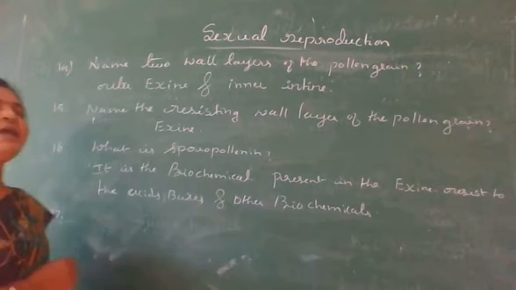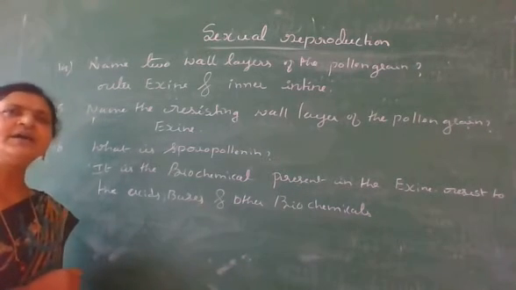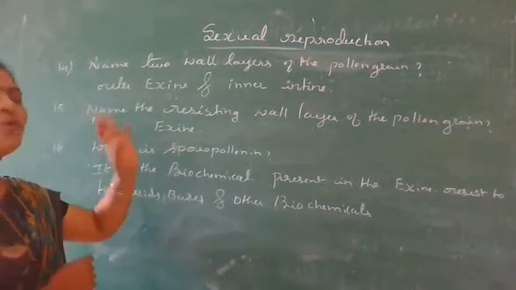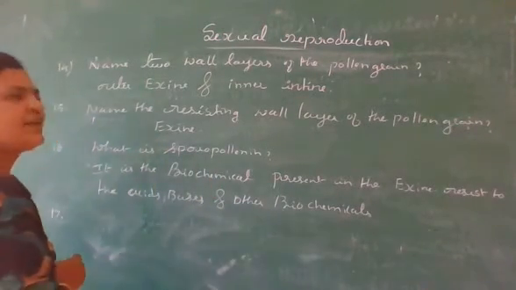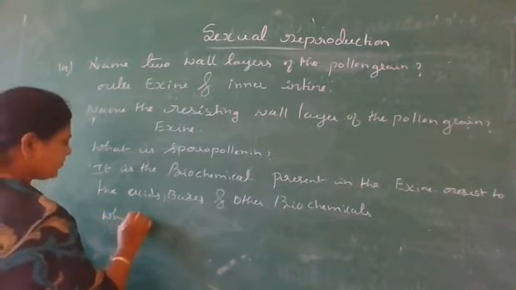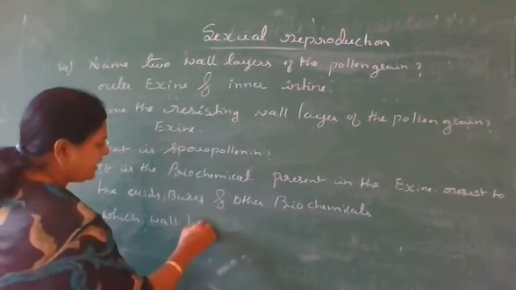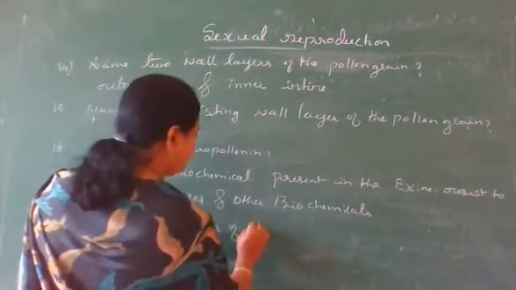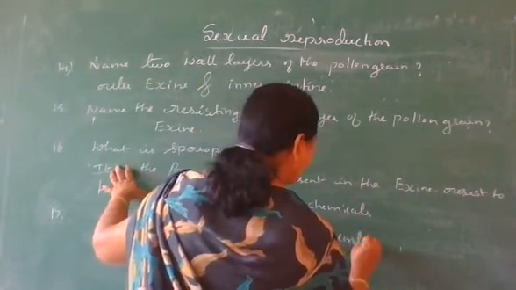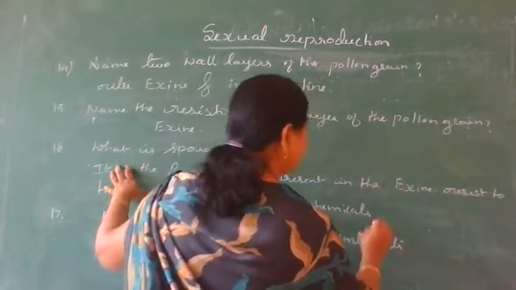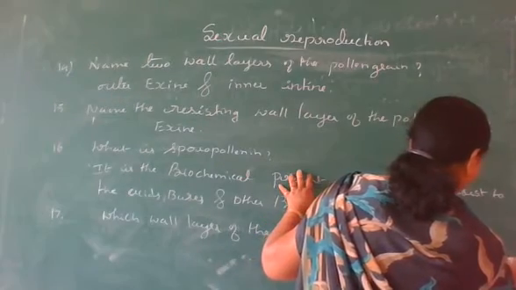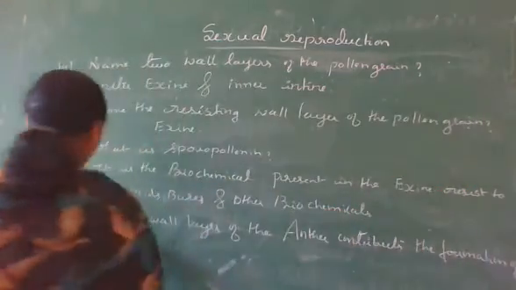Which wall layer of the anther contributes to the formation of sporopollenin? That is the tapetum.